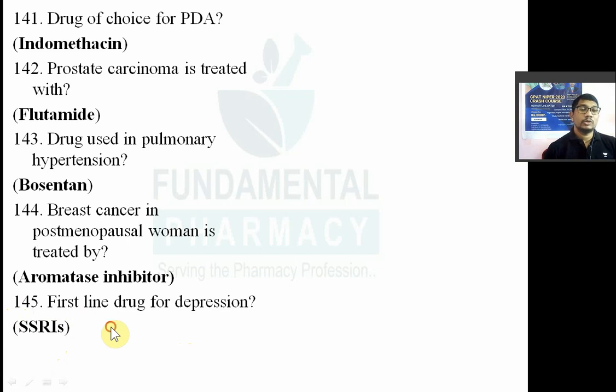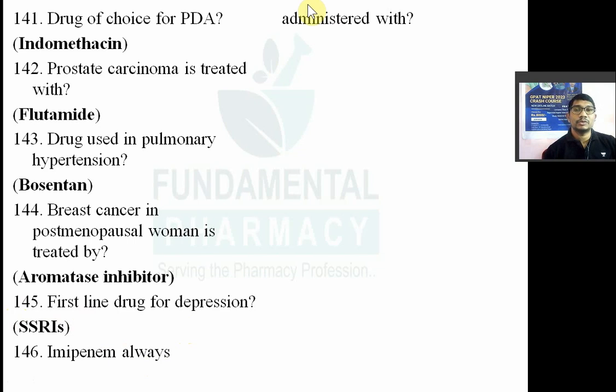Now we'll see the next question. Question number 146. Imipenem is always administered with. Imipenem जो है वो किसके साथ में दिया जाता है? Before that you should know what imipenem is. Imipenem is an antibiotic belonging to the carbapenem class. इसका class होता है carbapenem. Carbapenem itself is a beta-lactam antibiotic, known as a broad spectrum antibiotic. In that you have imipenem, meropenem और एक दो ड्रग होते हैं. These are the carbapenem derivatives.